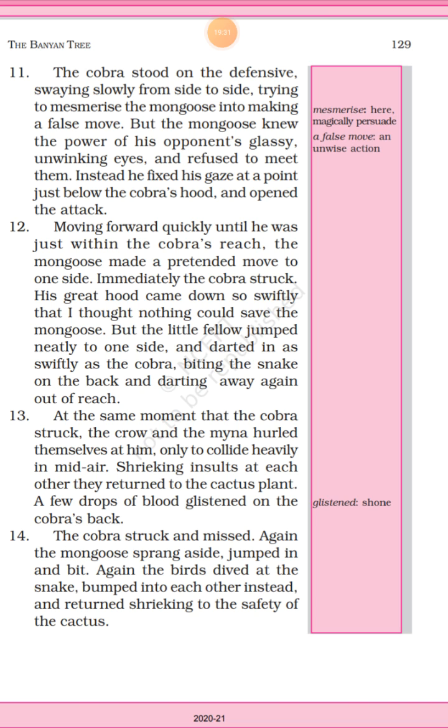But you see the way the mongoose is very, very fast. Again it missed the cobra's hit. If it gets the hit of the cobra, dead. Again it will miss. Again what did the mongoose do? It went to the other side, it bit the neck of the snake. Okay. Again they bumped on each other, returned shrieking to the safety of the cactus, and sat.